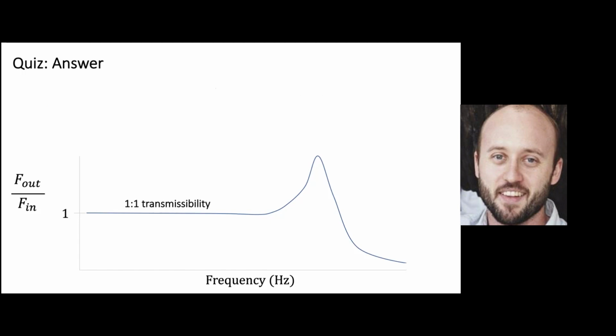What we put in is what we get out. And then we're eventually going to hit a point where this signal is going to start to amplify. It's going to peak and then it's going to come back down. And then when it drops below that one-to-one transmissibility, we get to the region of attenuation. And then based on the definition that I gave earlier of the natural frequency, what we would observe is that at the natural frequency, we would see the peak response.